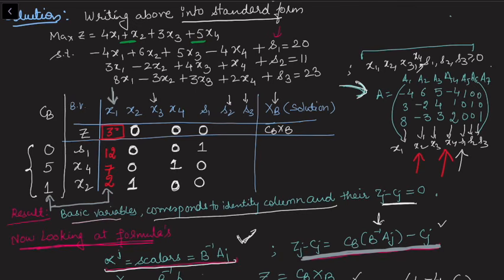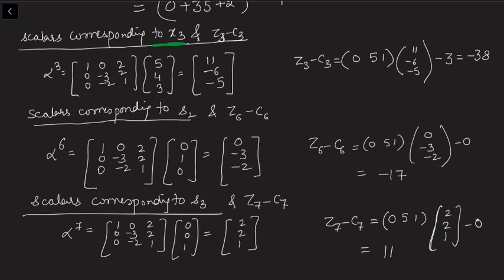So this is 33, and in a similar manner, now I am going to calculate corresponding to x3, S2 and S3. So we calculated scalars corresponding to x3 with the same formula. So this one is again B inverse multiplied by the A3 column. We get this one. And then we calculated Z3 minus C3 correspondingly, which comes out to be minus 38.